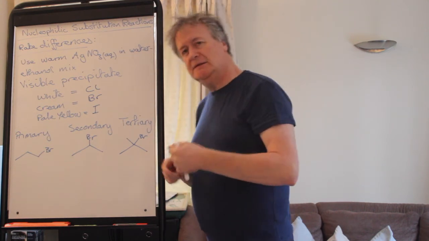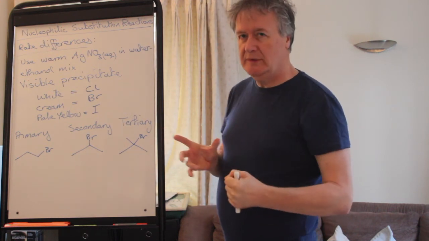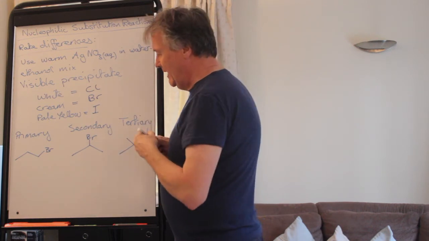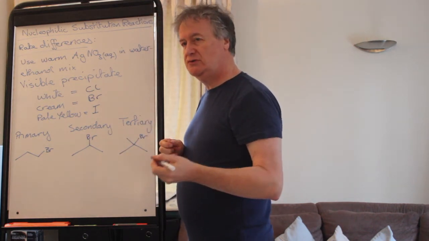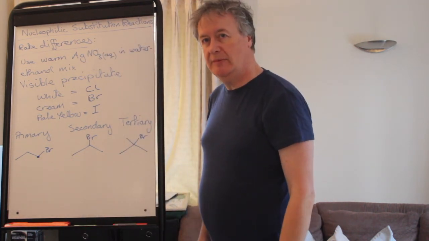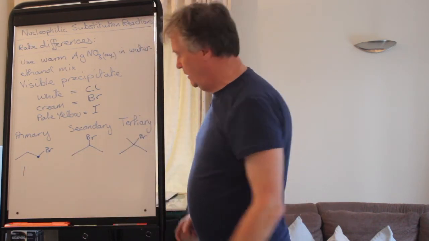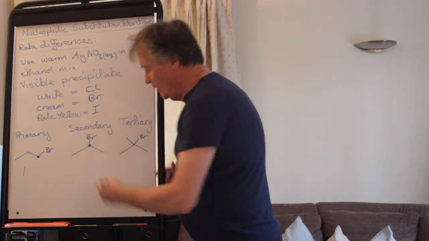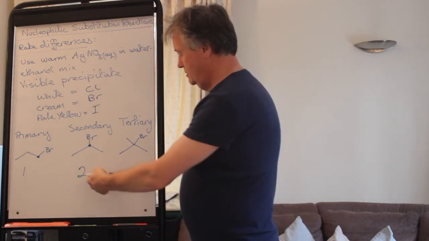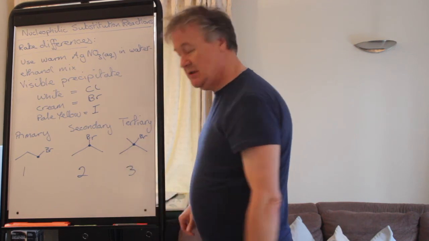The other thing is primary, secondary and tertiary. You may not be familiar with these, but it's a count of how many carbons are attached to the carbon. So here's the carbon that the bromine is attached to. How many carbons are attached to it? 1. Primary. Here's the carbon that the bromine is attached to. How many carbons is it attached to? 2. Secondary. Here's the carbon again. This one's attached to 3.